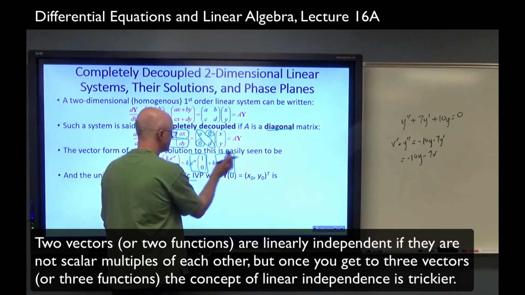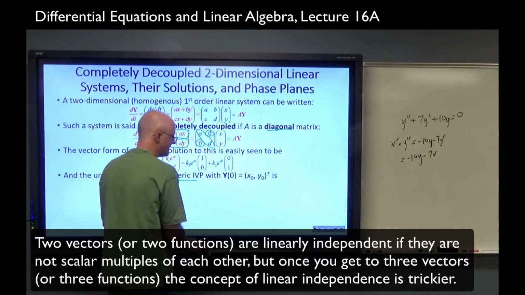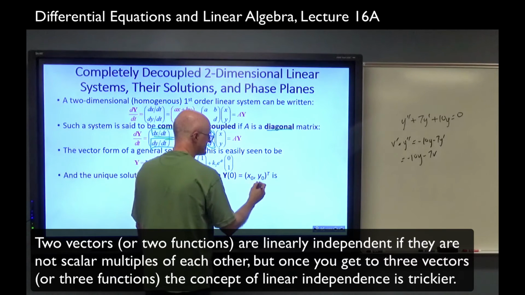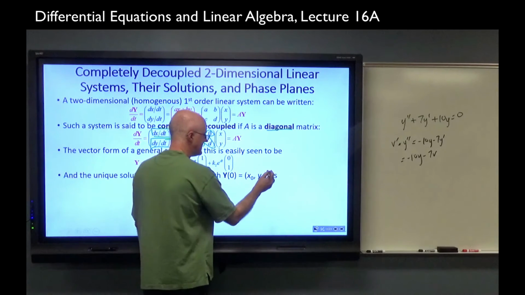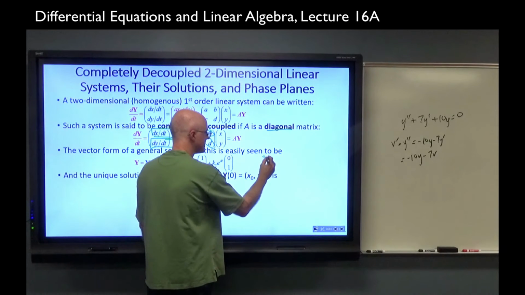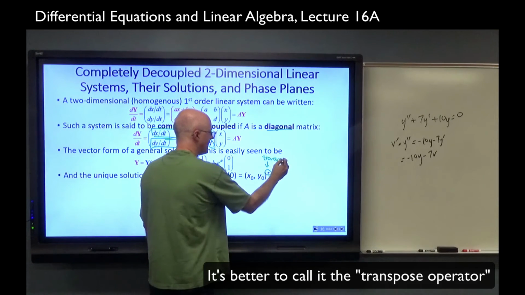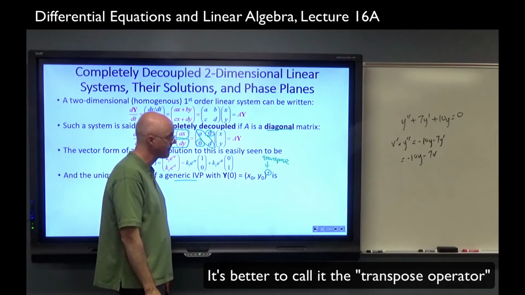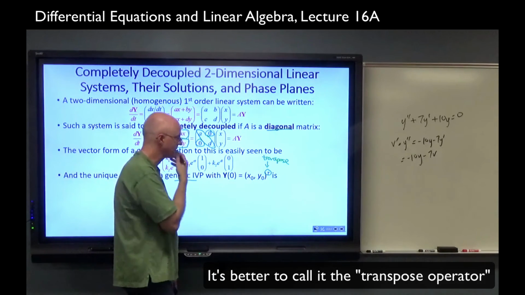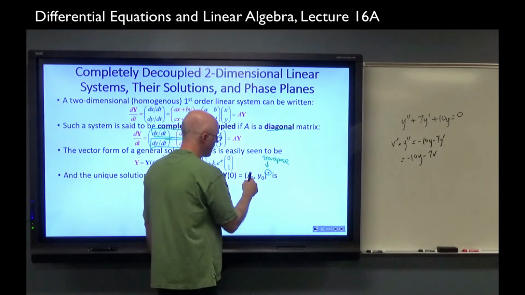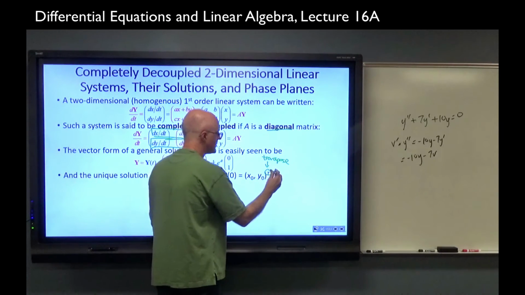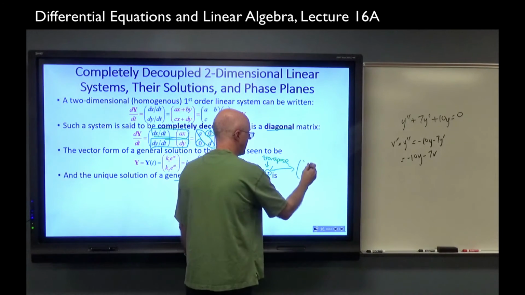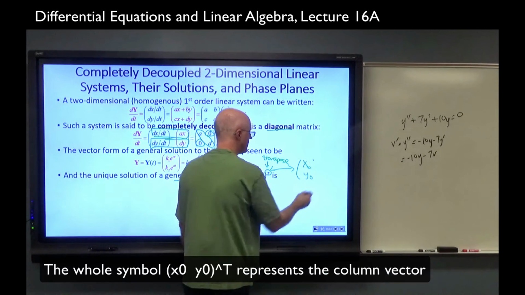And the unique solution of a generic IVP, and because of some typesetting, I took the liberty of introducing a new idea here. With y of 0 equals x0, y0, what's this T here? That T is called transpose. I'm taking the liberty of introducing the idea of a transpose, which we will use later, because I didn't have enough room to write a column vector here. When you write x0, y0 transpose, what you really mean is shorthand for the column vector x0, y0.